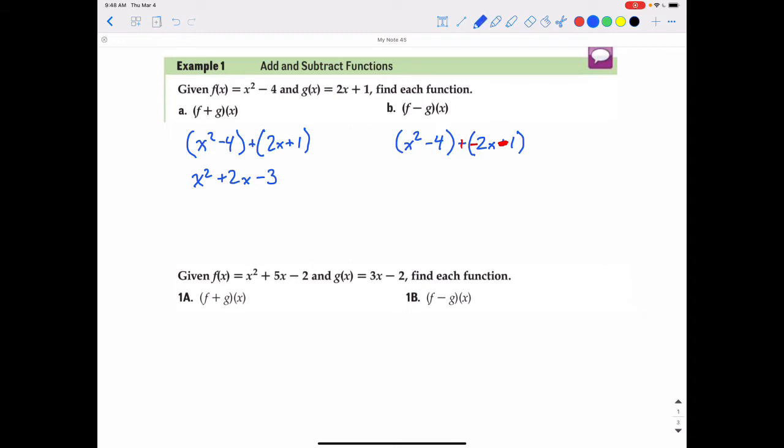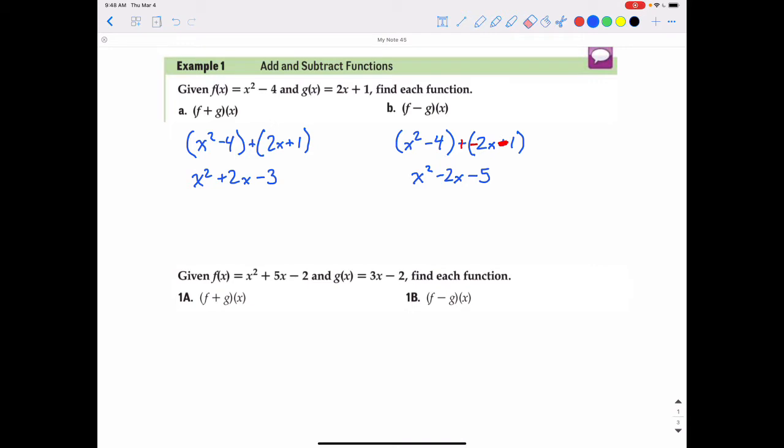And then we combine like terms. So again, no like terms with x squared. No like terms with what is now negative 2x after changing the sign. But I do have negative 4 plus negative 1, and negative 4 plus negative 1 is negative 5. So f minus g of x is x squared minus 2x minus 5. Let's do a couple of others. We're going to do new functions this time.